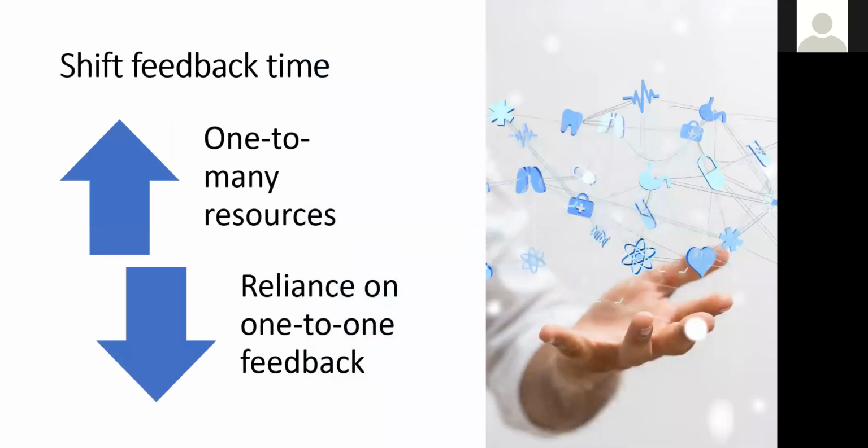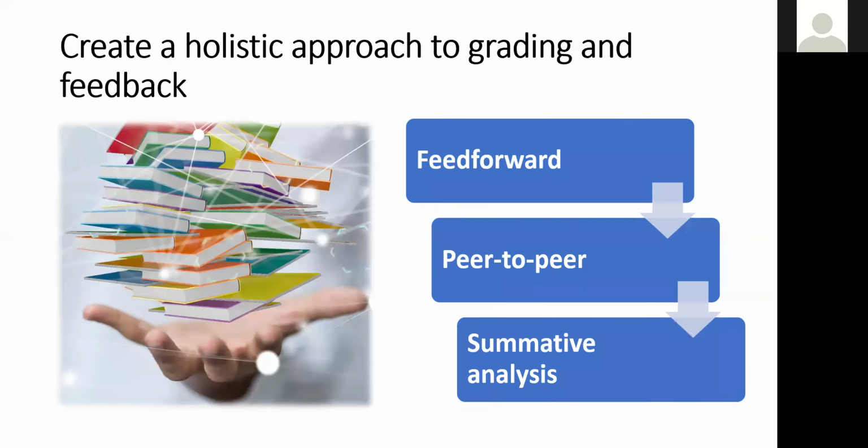So if we can start to shift the experience, so we start to use one-to-many resources, because there's one of us and a lot of them, and we put less time on the one-to-one feedback, we can start to streamline that experience and still give students the detailed feedback that they need. So if we can create a more holistic approach, we start expanding feedback and we think of it as more than just grading and the comments that we give in grading. And we start to do things like feed forward.